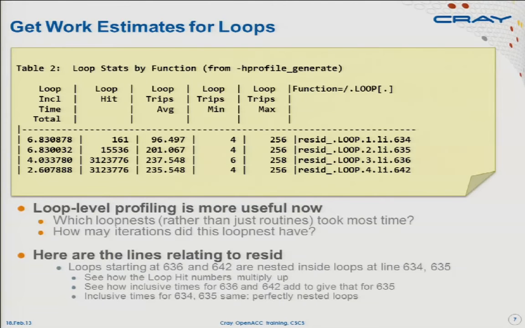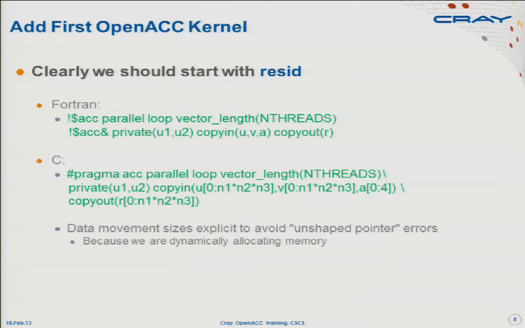The number of iterations here is very good information for your GPU port. So again, a profiling tool can give you that. Clearly, we should start with the resid kernel. You go in, you put it in. I'm not showing you the code, but you parallel loop.